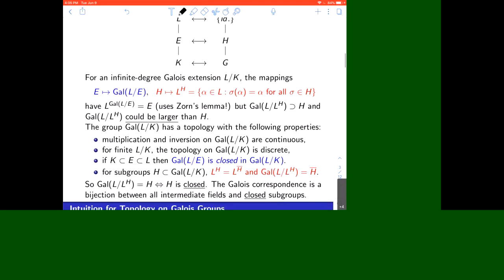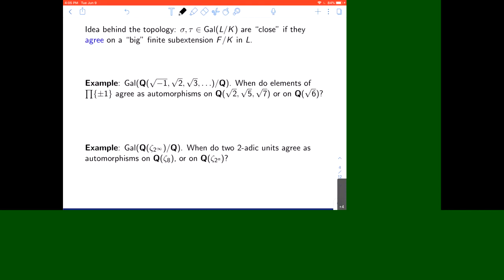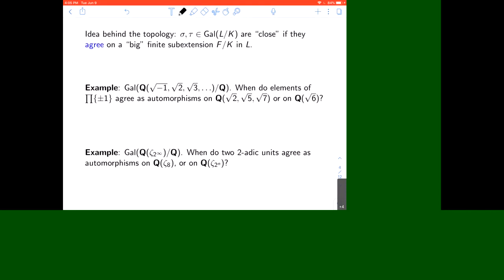Before defining what the topology is, let me explain what the idea is. We have some infinite extension, maybe here's our extension, L over K, a very big extension, and it's filled up by lots of finite extensions. I'll try to use the letter F to mean a finite extension, and maybe E will just be an arbitrary extension.